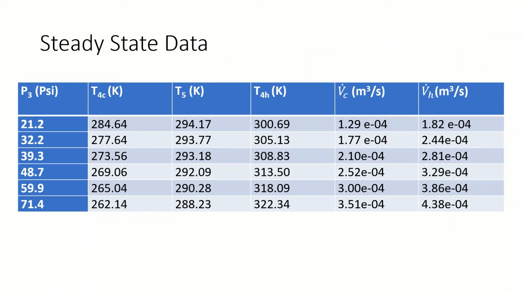Shown here are the resulting steady-state values that were obtained from the previous plots. One thing to note is that the cold output temperatures decrease with increasing pressure, and a higher psi value causes more energy to be transferred to the hot and cold outputs.